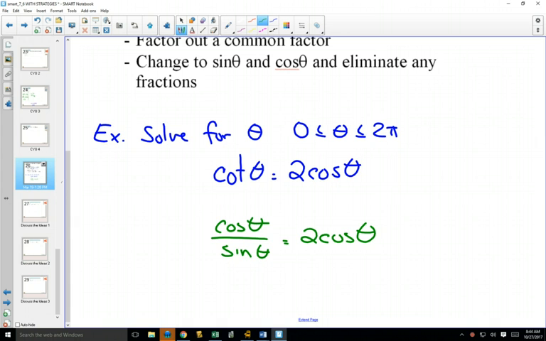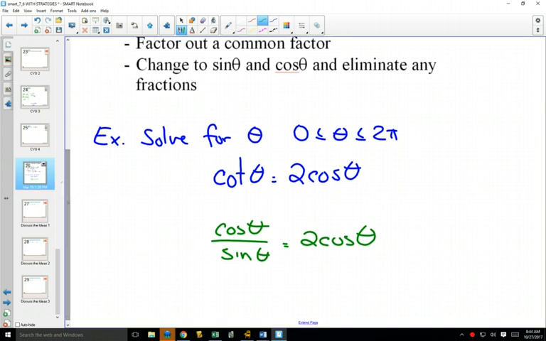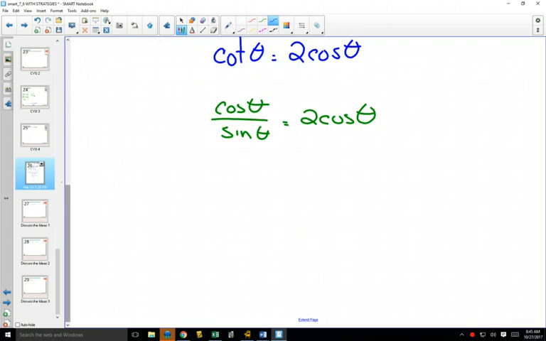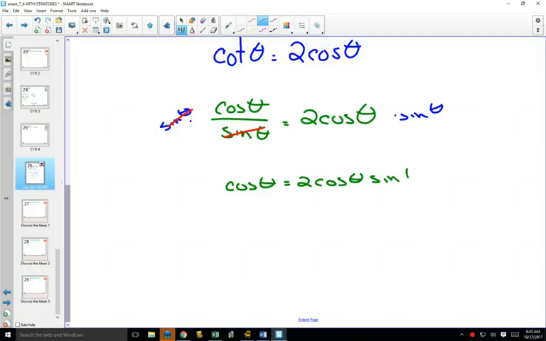Now having done that, that doesn't change my equation to only have one trig function. In fact, of my strategies so far, I've used the last one a little bit. I changed things to sine and cos. I haven't done that completely because you see we have a fraction now in our equation. And how do you get rid of a fraction? What's the opposite of dividing by sine? You can multiply both sides by sine. So if I multiply this side by sine and this side by sine, these ones would simplify, and I'd be left with cos of theta equals 2 cos of theta sine of theta.